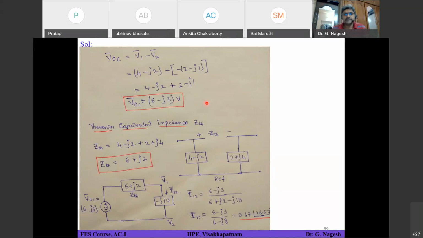So we tried to find out the Thevenin's equivalent, and then we found the current I12 flowing through this minus J10 ohms impedance, and after that we started finding the voltage V1 in the actual circuit.